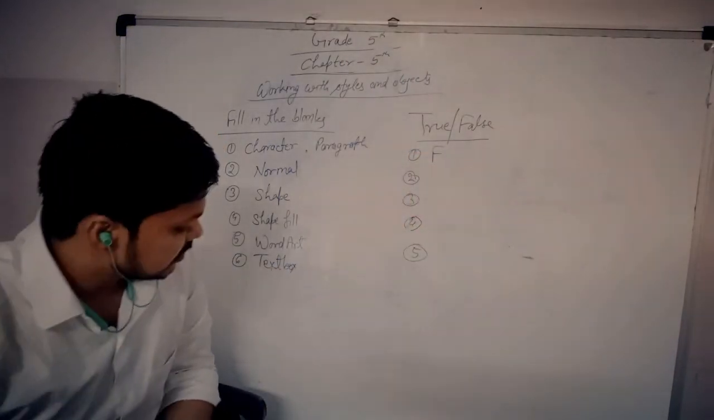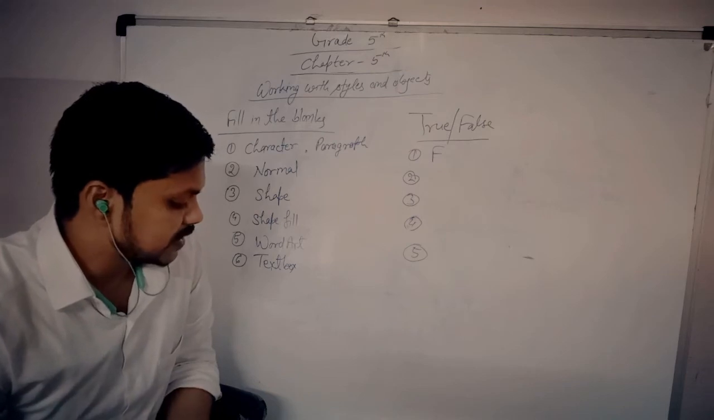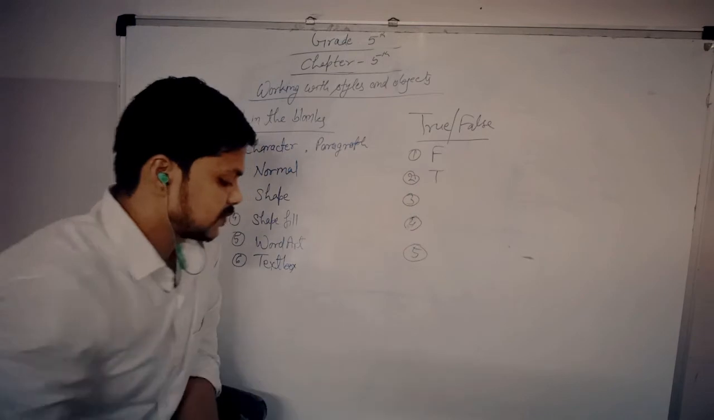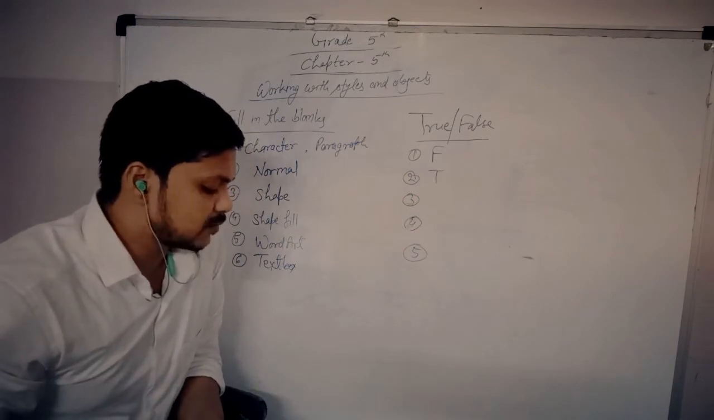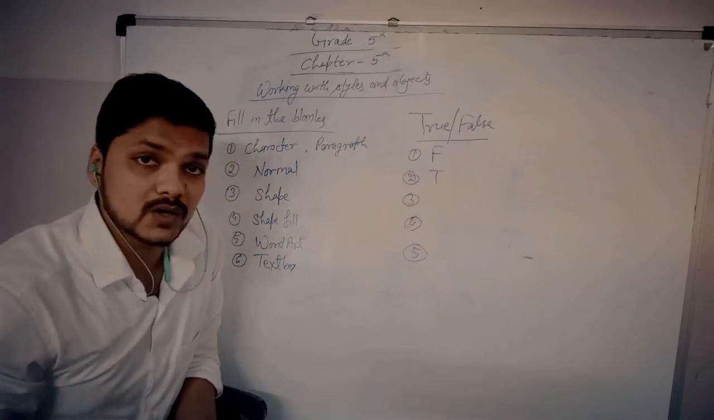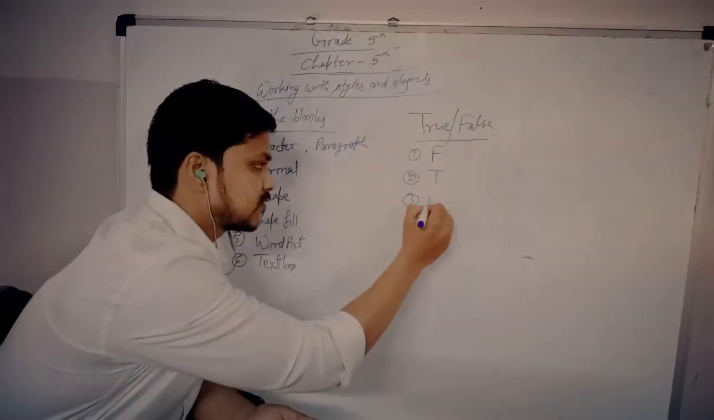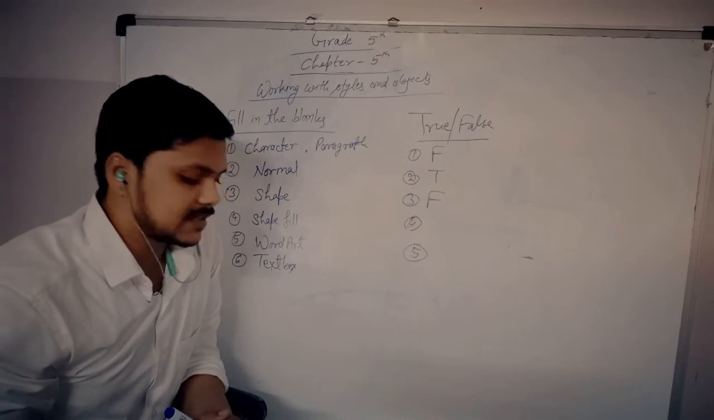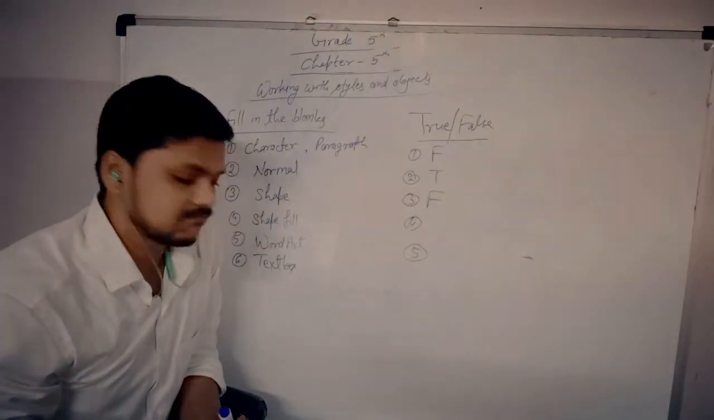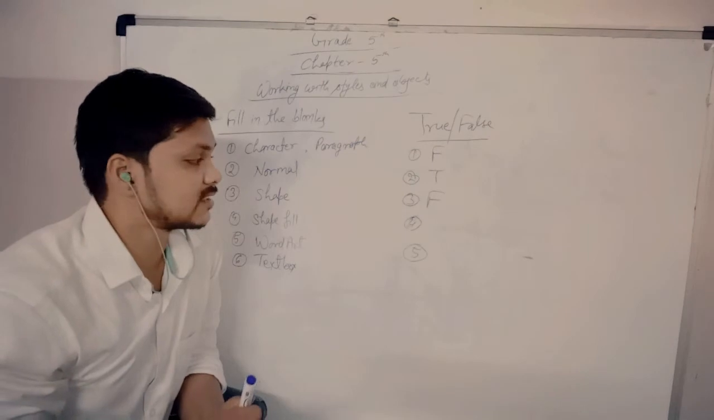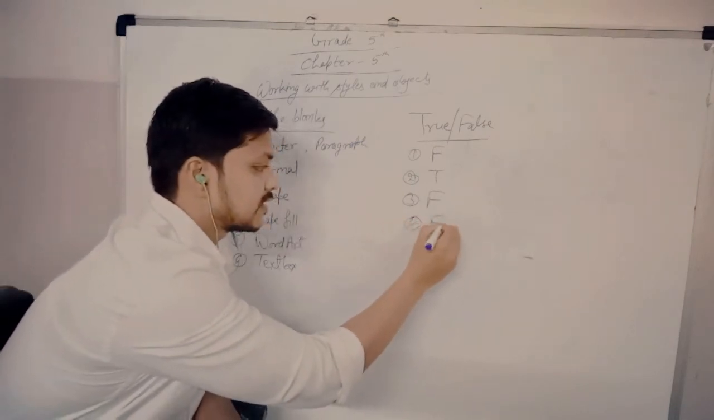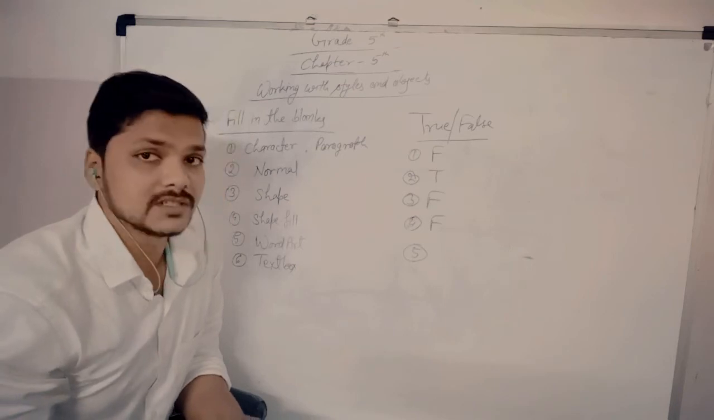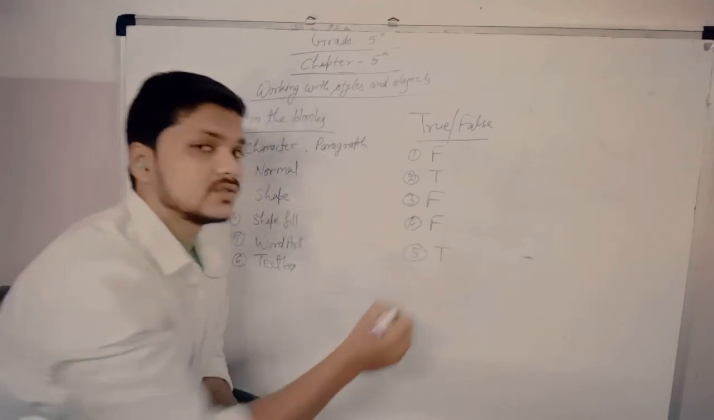Next is, the shape fill tool is used to fill colors in an object. Yes, it is correct. Next is, text cannot be formatted within the text box. No, it can be formatted, so it is false. Fourth is, you cannot place text in shapes. We can place text inside shapes, so it is also false. Next and last, you can edit text in the word art option. Yes, we can edit, so it is true.